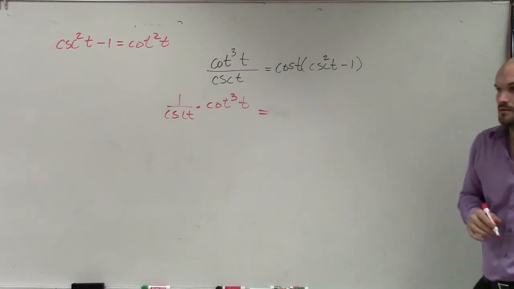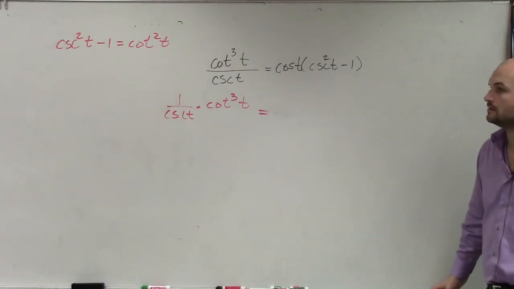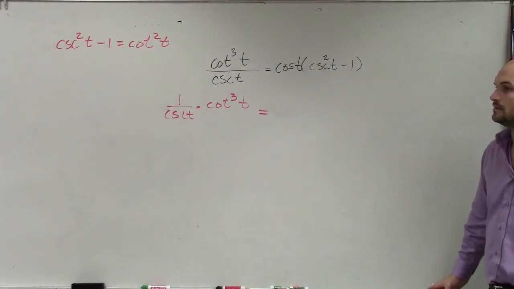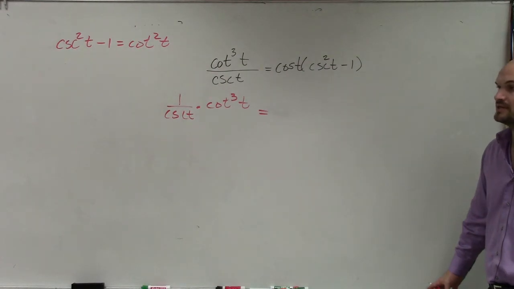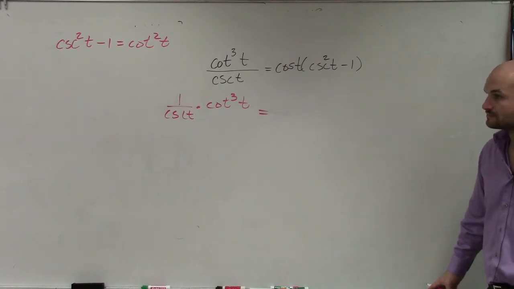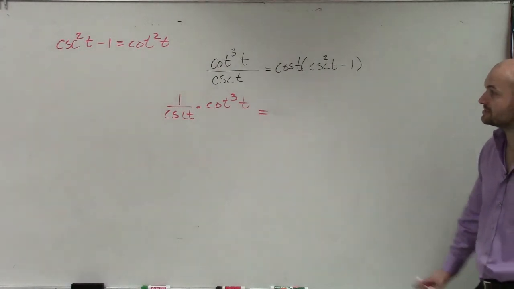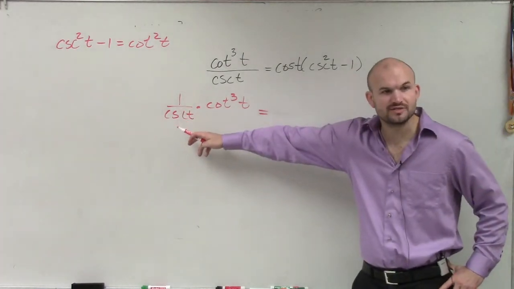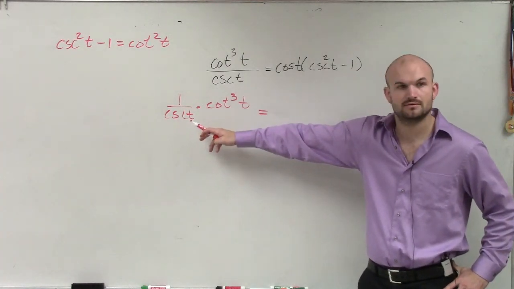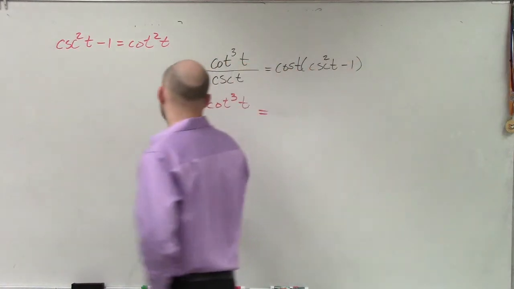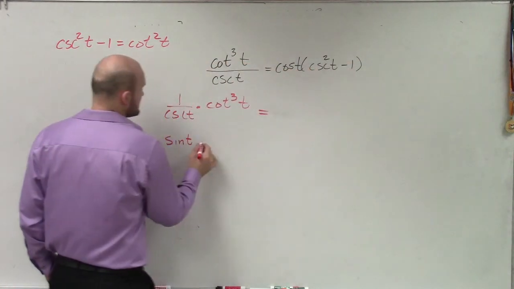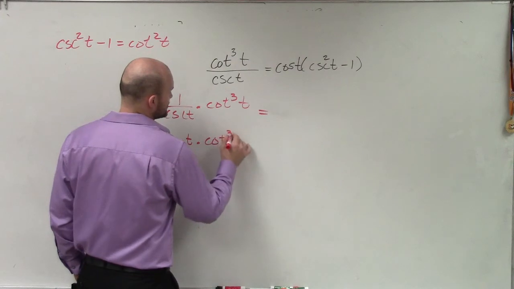Yes? What if you did cotangent cubed t and then you did the 1 plus cotangent squared? Well, I'm going to break that up, and I'll show you that way too. I'll show you what exactly I'm going to do here in a second. So now, if you look at this, I can rewrite 1 over cosecant of t. That equals what? Sine of t. Sine of t times cotangent cubed of t.